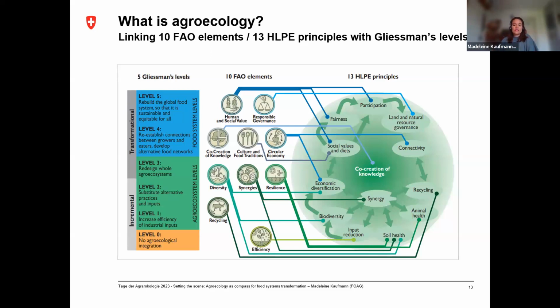At the first level, this transition pathway focuses on improving resource efficiency with the principle of input reduction, for instance. At the second level, alternatives to chemical inputs are looked for with the view to relying more on ecological processes, like with the principle of biodiversity, for instance. And whereas levels 1 and 2 are incremental, levels 3 to 5 are transformational. Level 3 aims at redesigning the farming system to strengthen its resilience and diversity, and transition levels 4 to 5 really broaden the focus to encompass the whole food system.